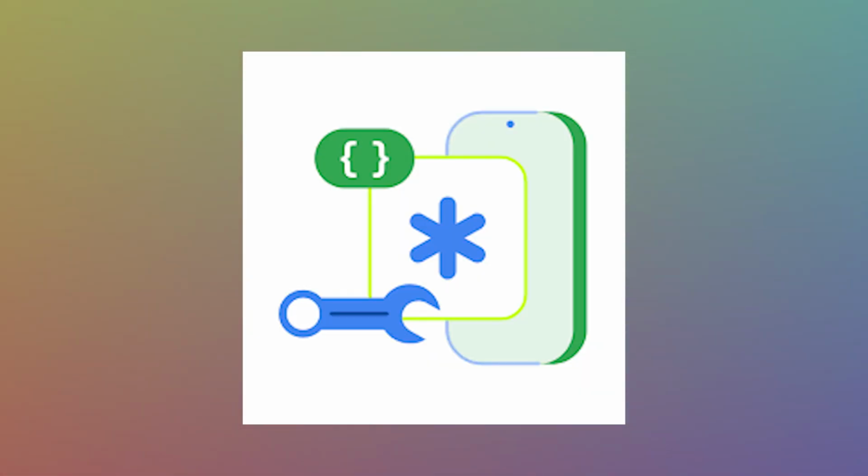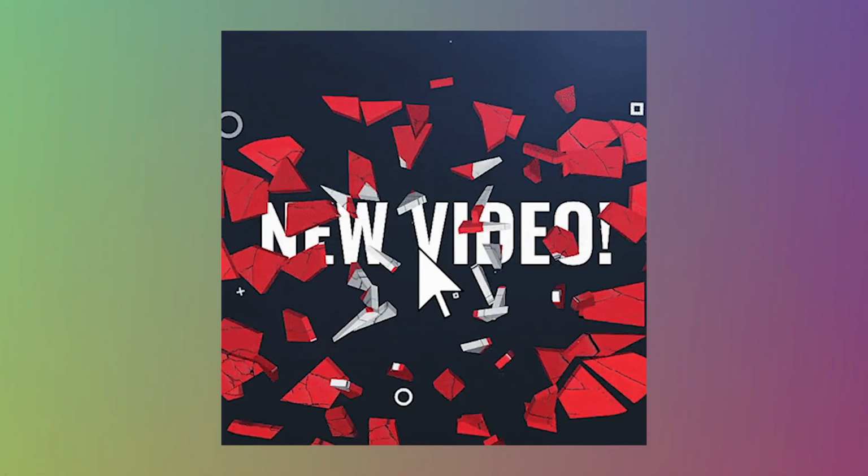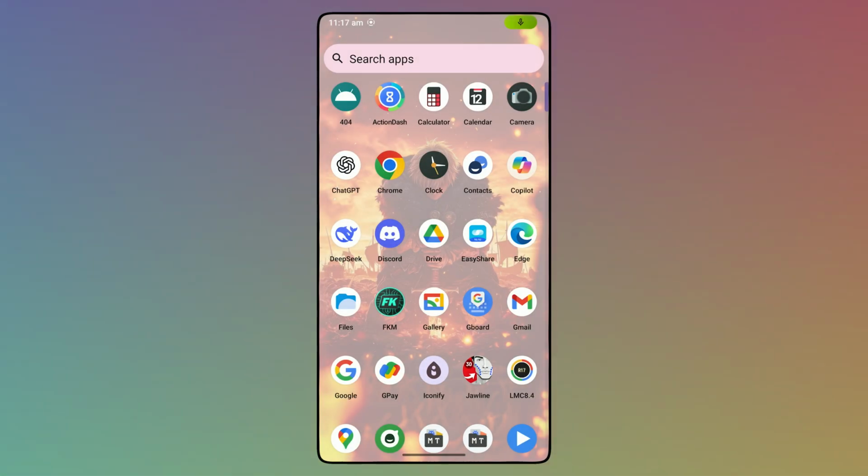Today I will show you how you can pass the Play Integrity in your device. So let's start the video. First of all, you need to root your device. If you don't have Play Integrity passed by default, you can root it via so many ways like Magisk, APatch or KSU. I am using Magisk here, so I will show you with that.